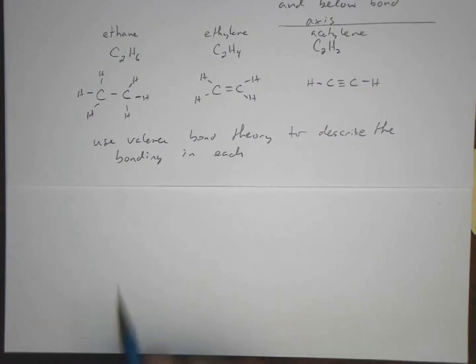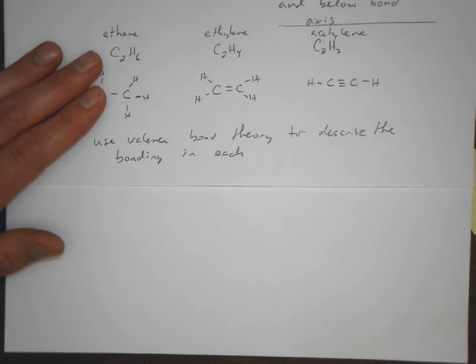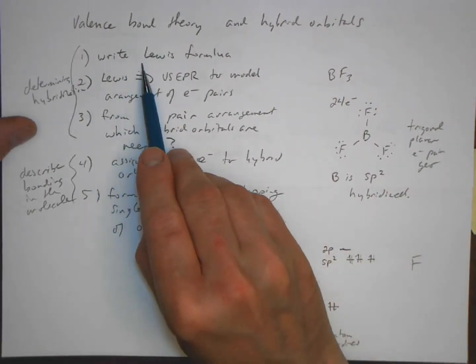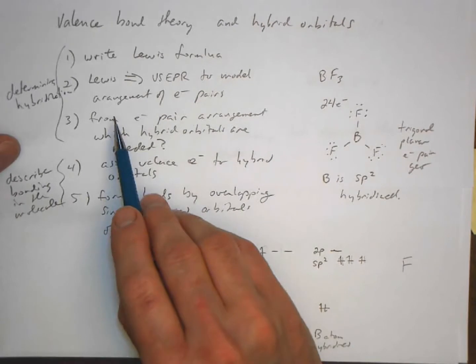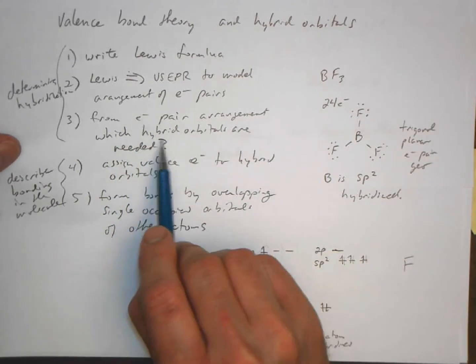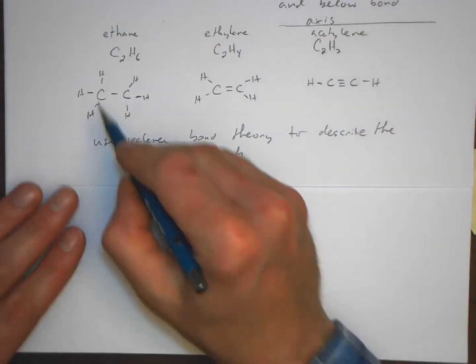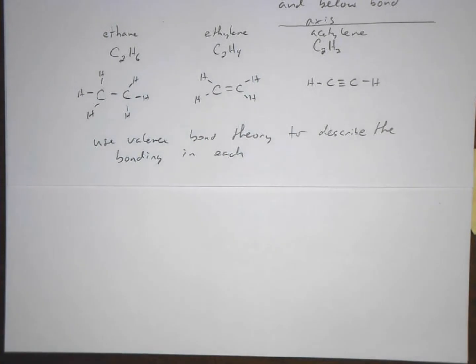Okay, let's first think about ethane. What would be the hybridization, or what would be the molecular geometry? Let's do the steps that we just talked about. We're going to write the Lewis formula, which is what we just did. Use the VSEPR model to arrange the electron pairs. That's what we did. And from the electron pair arrangement, which hybrid orbitals are needed? Okay, so let's look at this first. We have four places we're putting electrons around this central atom. The electron pair geometry.